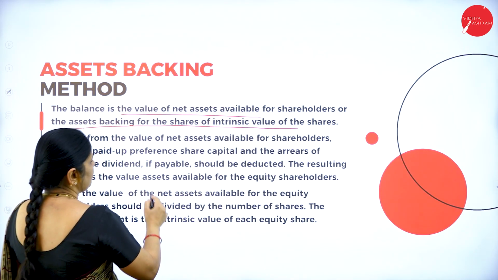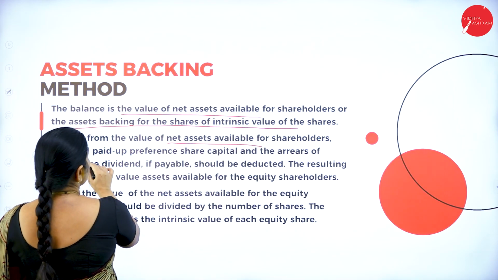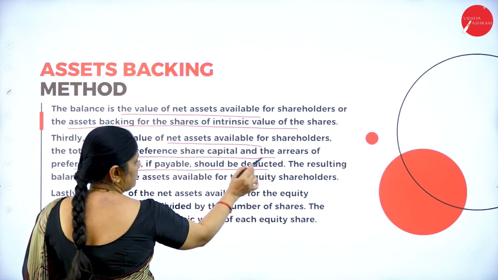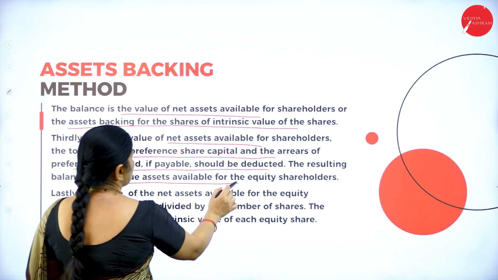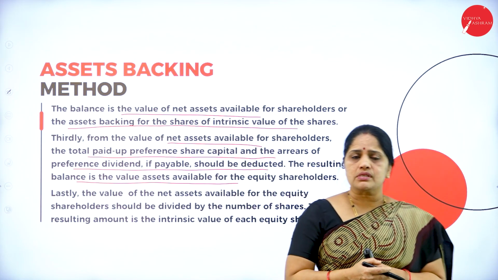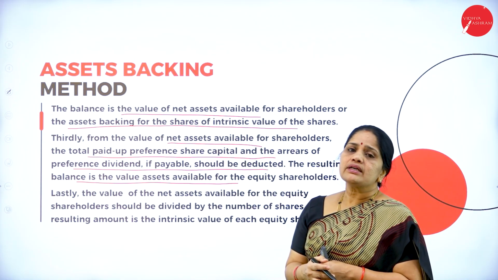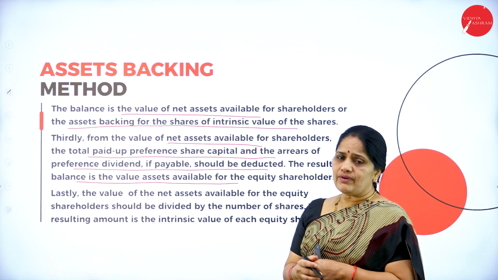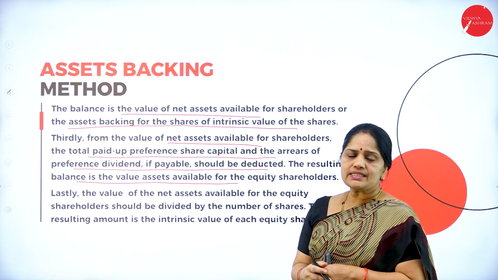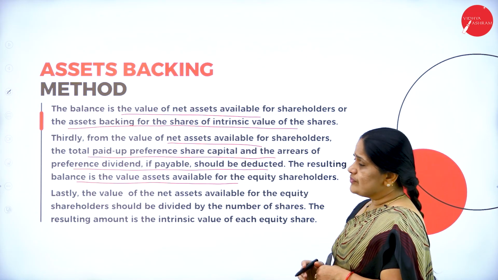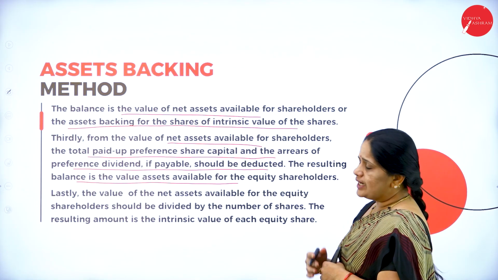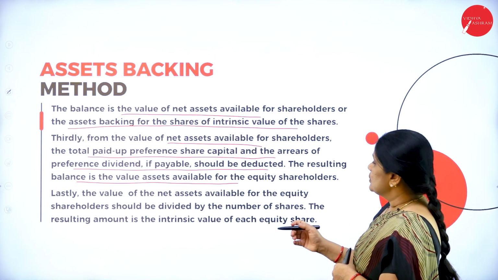Thirdly, from the value of the net assets available for the shareholders, the total paid up preference share capital and arrears of preference dividend, if payable, should be deducted. The resulting balance is the value of the assets available for the equity shareholders. In this asset backing method, we will be just calculating the value of assets which is available for the equity shareholders. Whatever is the net asset value available, first we distribute it to the preference shareholders, then deduct the preference dividend, and whatever is the balance left over, that should be divided among the equity shareholders.